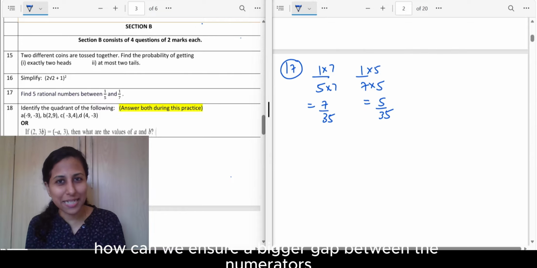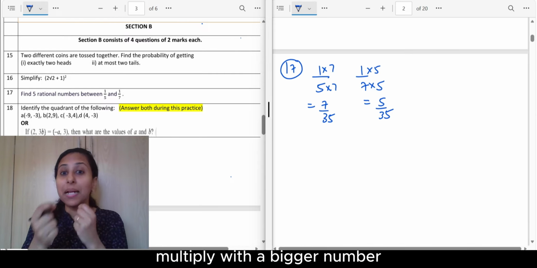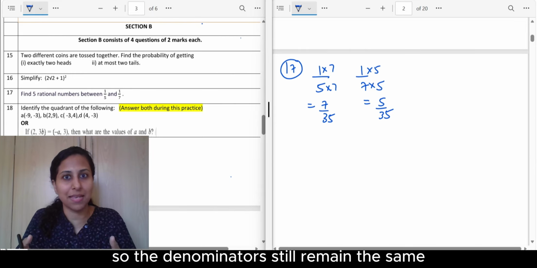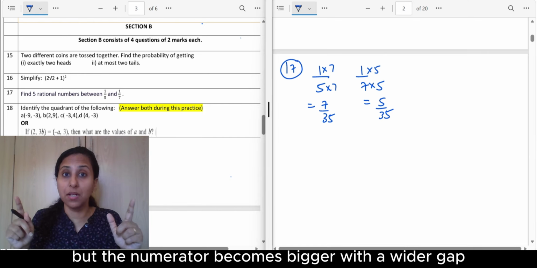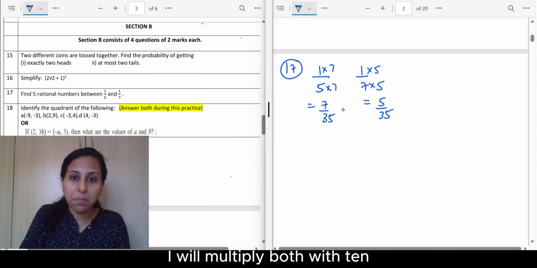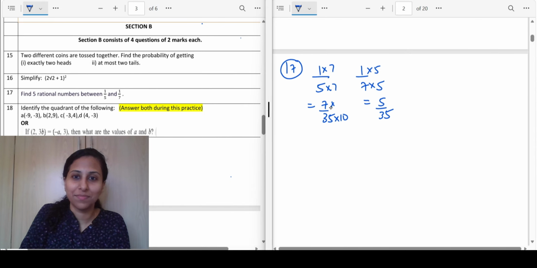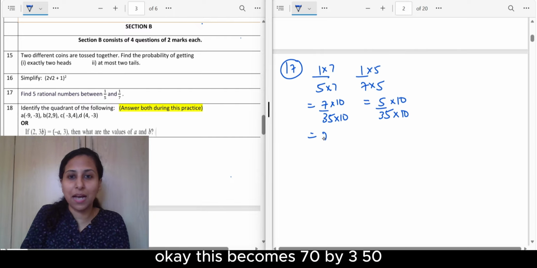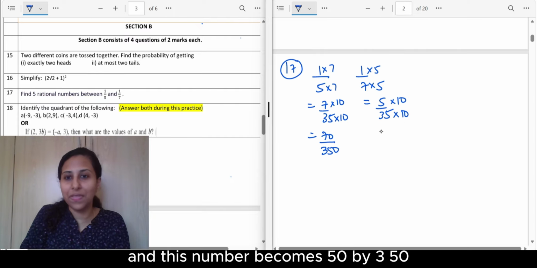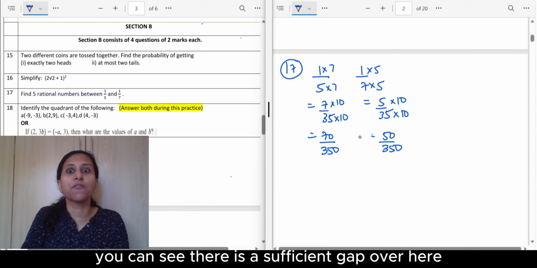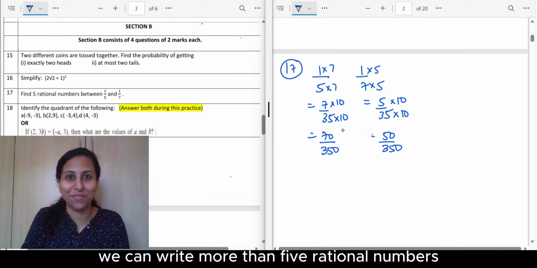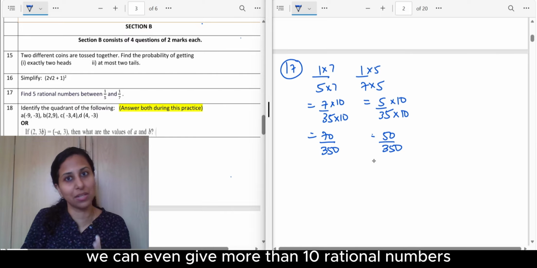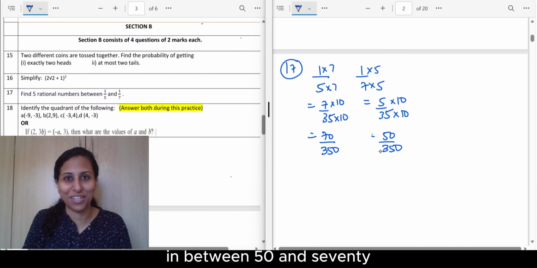How can we ensure a bigger gap between the numerators? Multiply with a bigger number, so the denominators still remain the same, but the numerator becomes bigger with a wider gap. I will multiply both with 10. This becomes 70 by 350 and this number becomes 50 by 350. You can see there is a sufficient gap over here between 50 and 70. We can write more than 5 rational numbers. We can even give more than 10 rational numbers in between 50 and 70.